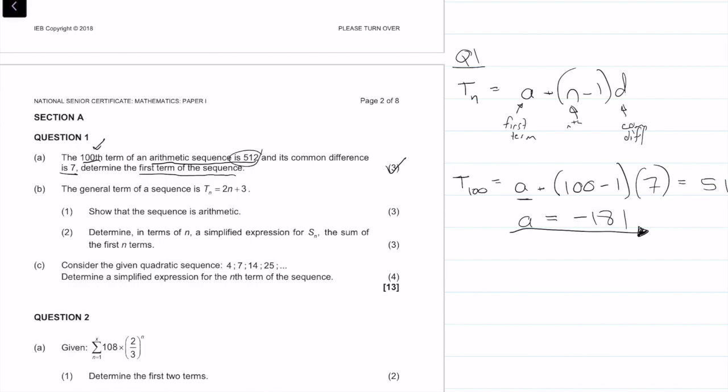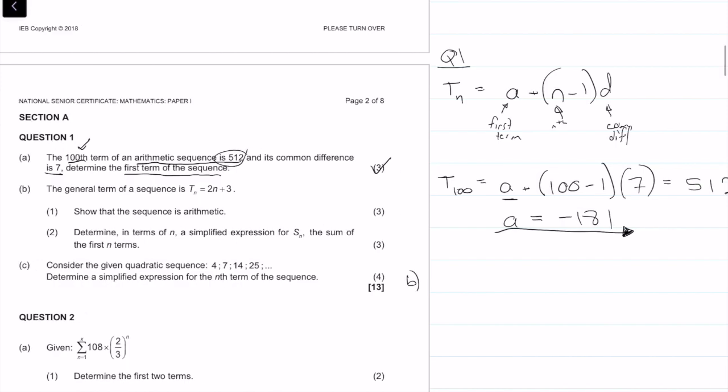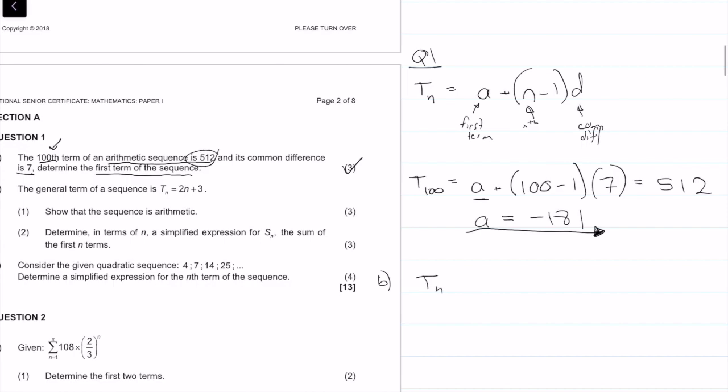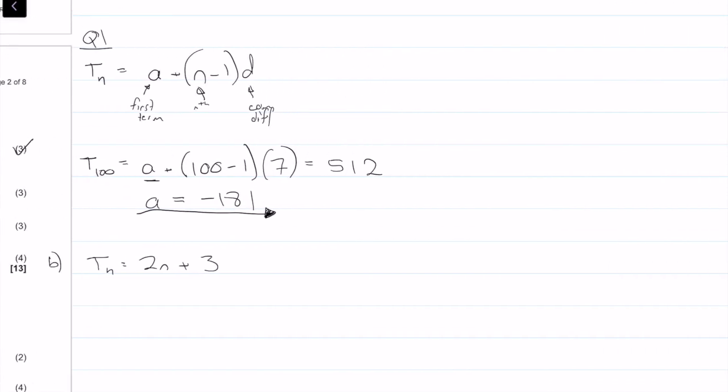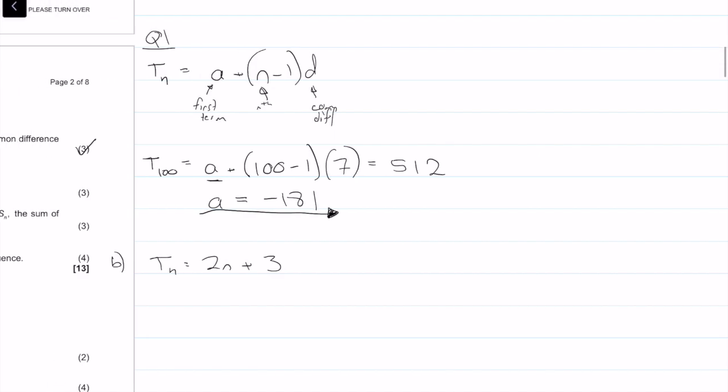which is quite generous. Question B says Tn is equal to 2n plus 3, and it says show that the sequence is arithmetic. The way we're going to do that is by doing a quick substitution of n's. So we can say n, and then Tn, and then the difference. For n equals 1 to, let's do 3 terms.